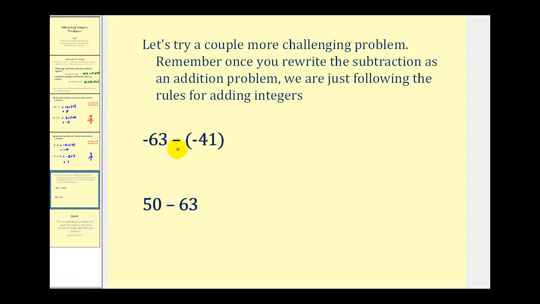Here we have negative 63 minus negative 41. Let's write this as an addition problem. So negative 63, instead of minus a negative 41, we'll have plus a positive 41. So notice that the integers have different signs. So we'll take their absolute values and then subtract. So we'll have positive 63, positive 41, and then subtract. This will give us 22. But since the 63 is larger, and it's negative, it outweighs the positive 41, so our sum is negative 22.